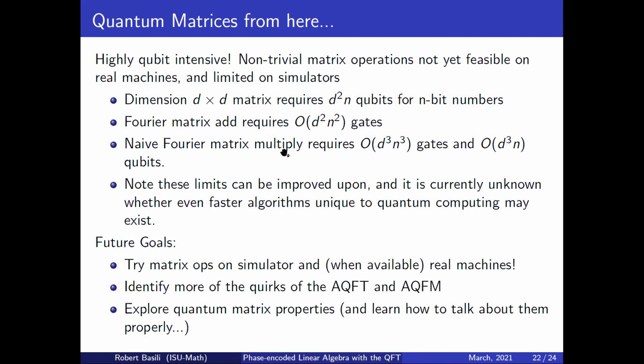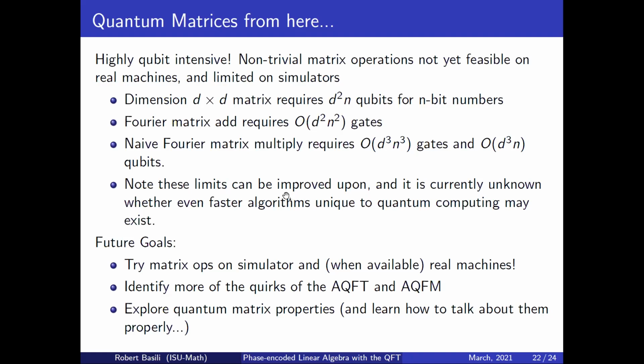And if I were to apply a naive Fourier matrix multiply, which is an n cubed classical algorithm, then unsurprisingly I get a similar scaling for the gates and the number of qubits. I apply classical algorithms, get classical limits.